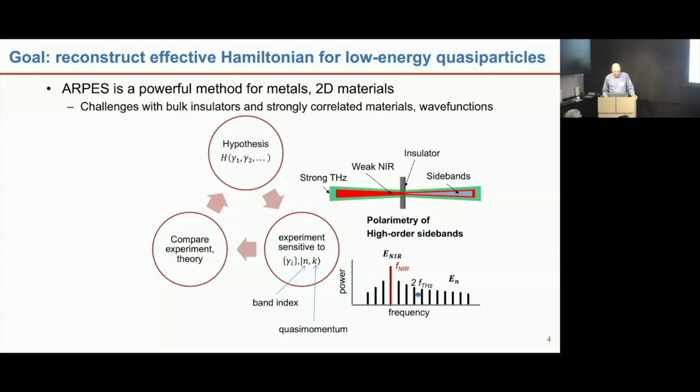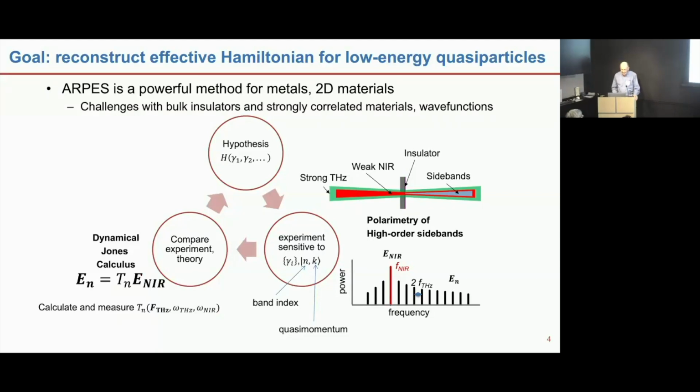Each sideband, of course, can be characterized by an electric field associated with the light in the sideband. And the near-infrared laser can also be characterized with an electric field. Now, we're going to work in the limit of linear response in terms of the near-infrared. So linear response of a periodically driven system where the periodic driving is strong. In that limit, we'll be able to relate the electric field of a sideband, including its polarization, to the electric field of the near IR by what we call a dynamical Jones matrix. We can reconstruct this from experiment, and it can also, in principle, be calculated from the Hamiltonian. So we can close the loop in this case.